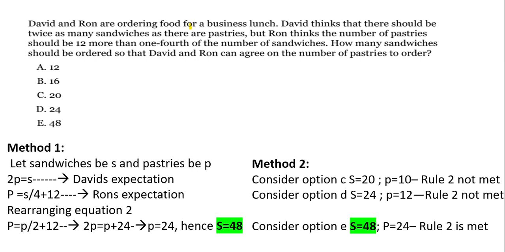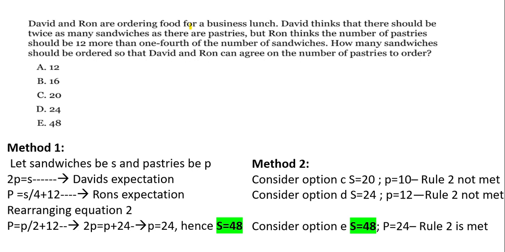I'm presuming the number of sandwiches to be S and the number of pastries to be P. David's expectation is that the number of sandwiches should be twice the number of pastries, so S is equal to 2p. Now Ron's expectation is that the number of pastries should be 12 more than 1 by 4th of the number of sandwiches. So let's presume p is equal to S by 4 plus 12.